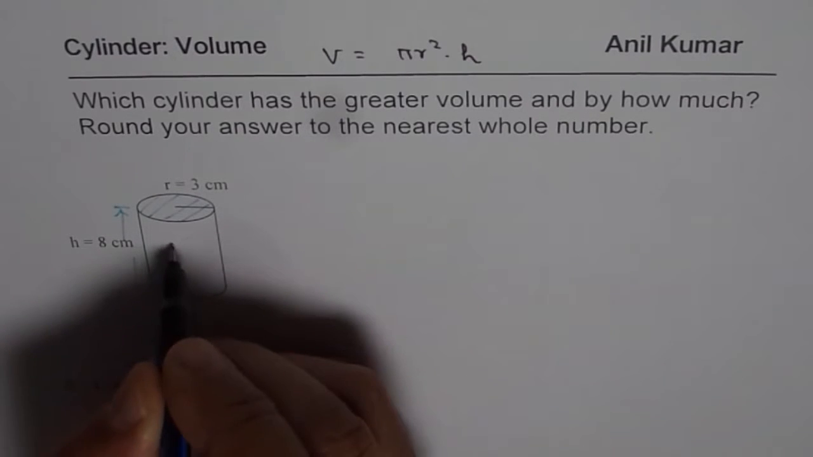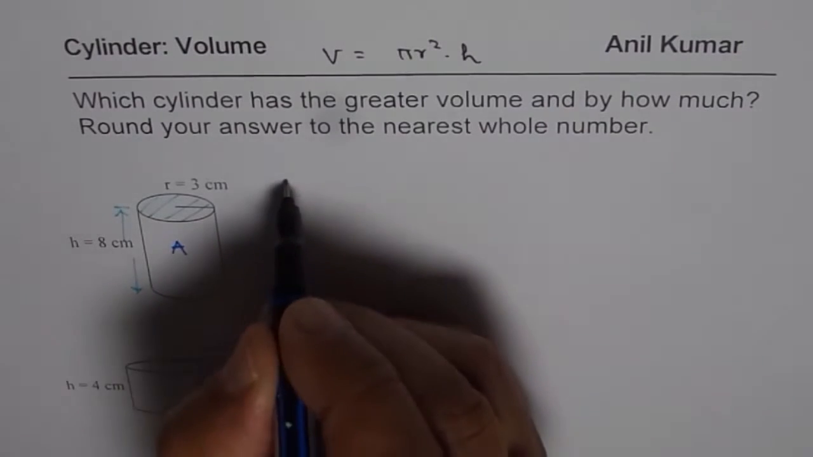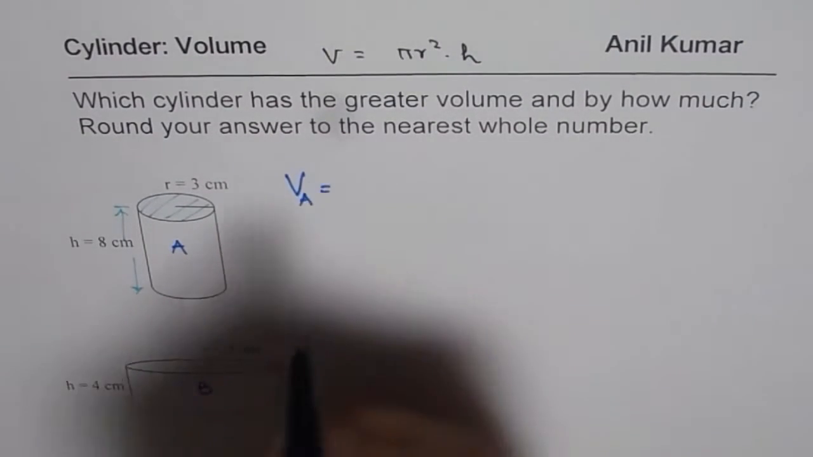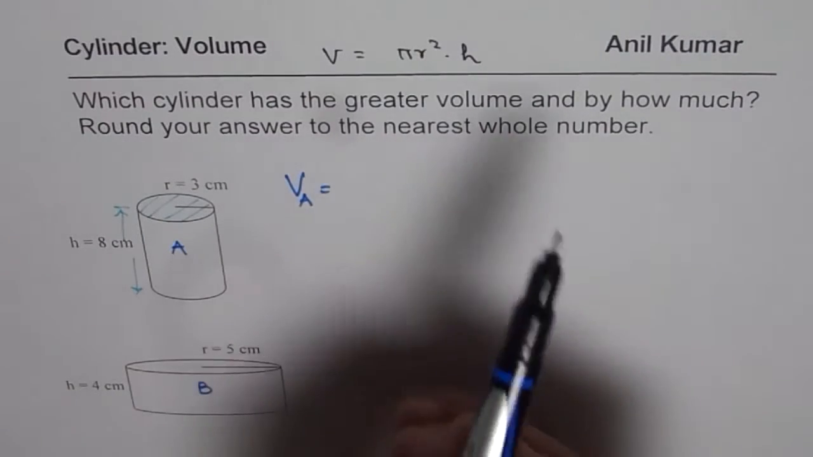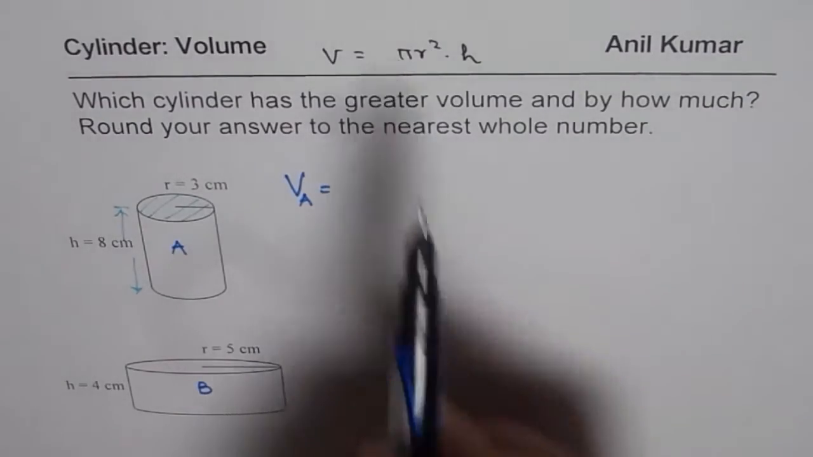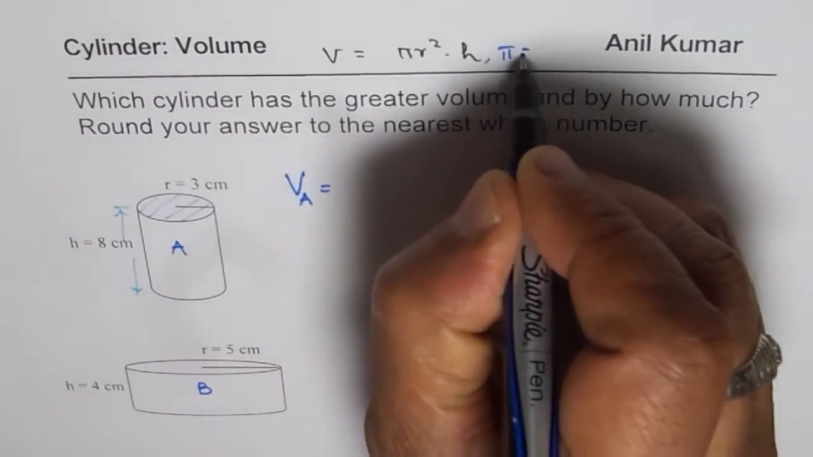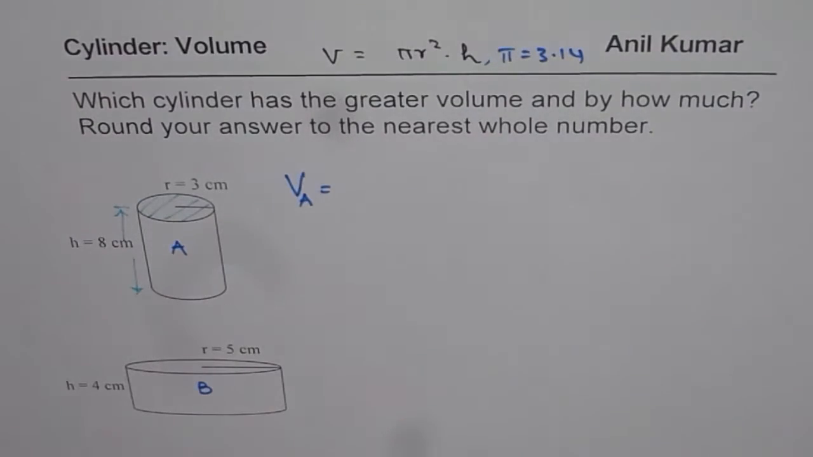So we have two cylinders in this particular case. Let me name them as A and B, and let's find volume of cylinder A. We'll apply the formula pi r square h. Now since we need to round to the nearest whole number, we can take the value of pi as 3.14. Calculators also have pi, which can also be used, right?